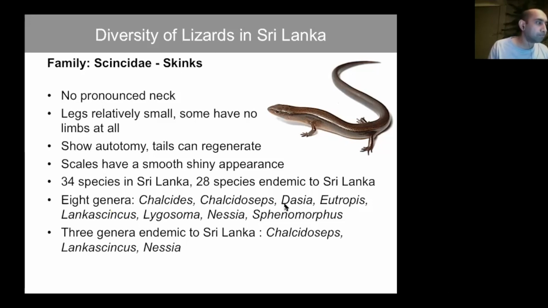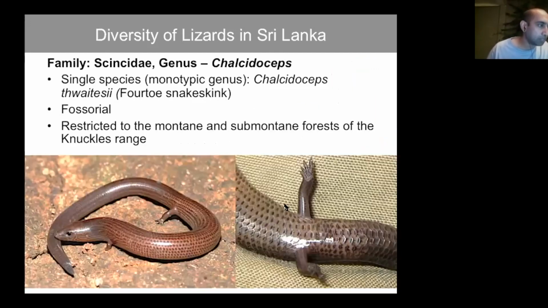And 3 genera, Chalcidoseps, Lankascincus, and Nessia, are found only within this country. Let's look at some of them quickly. This is Chalcidoseps. It's a skink with an extremely elongated body, a very long tail, and tiny limbs, as you can see in the picture, very small limbs, proportionately quite small. Another unique feature is that they have all 4 limbs, and the limbs only bear 4 digits, or 4 fingers, per limb.